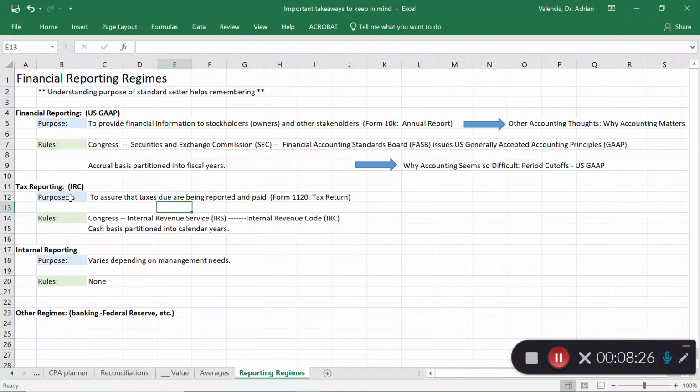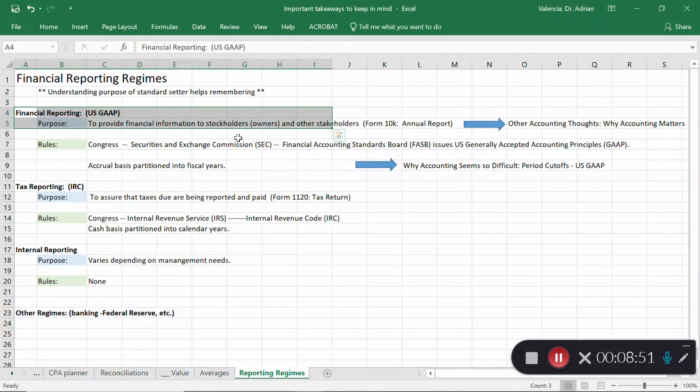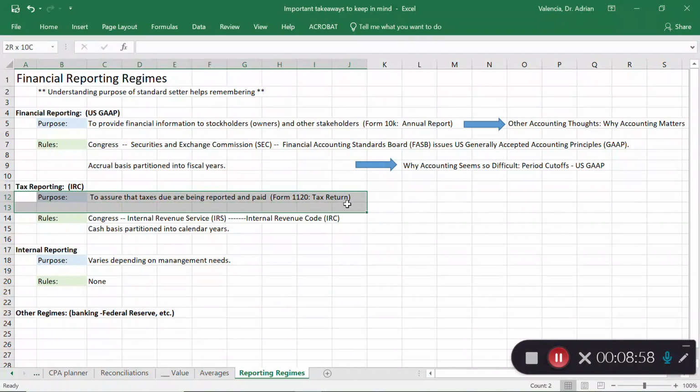So when you read the rules of the Internal Revenue Code, they're geared towards this purpose right here. When you read the rules of US GAAP, they're geared towards this purpose right here. So that can help you understand why sometimes certain rules seem weird, let's say. You say, well, why would they want that? Well, in the case of financial reporting, any rule that comes out usually is with the intent of providing minimal disclosures to stakeholders. In terms of the tax reporting regime, any rule that comes out is with the intent of collecting taxes. So given the different goals of these organizations, you're going to see rules that are different. And sometimes they are very similar, but many times they're different, right?